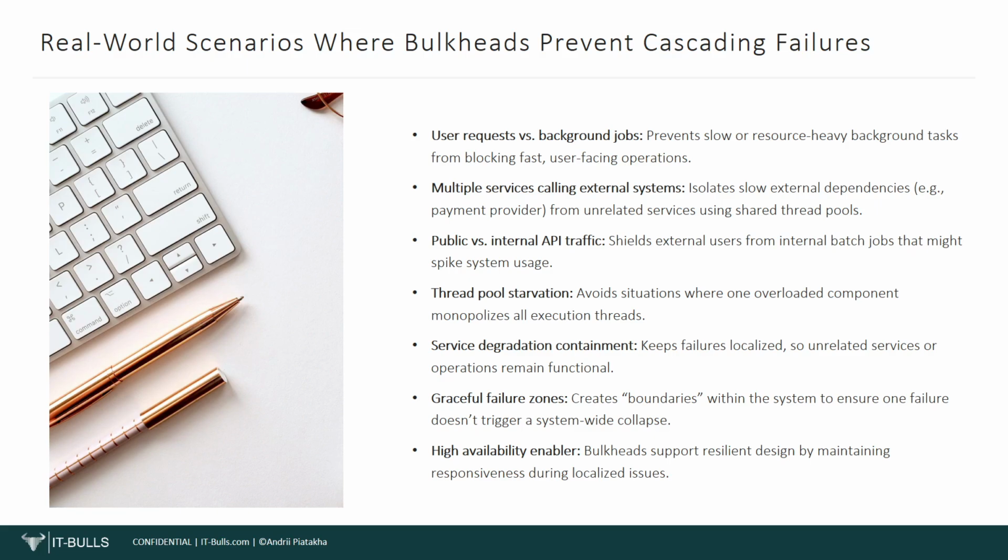In all of these cases, the bulkhead pattern offers a clear and elegant solution: divide and contain. By creating boundaries between workloads, between services, or even between different types of calls within the same service, we protect the overall health of the system. We make sure that one overloaded component doesn't drag everything down with it. And that kind of isolation, when implemented correctly, becomes a cornerstone of high availability architecture.